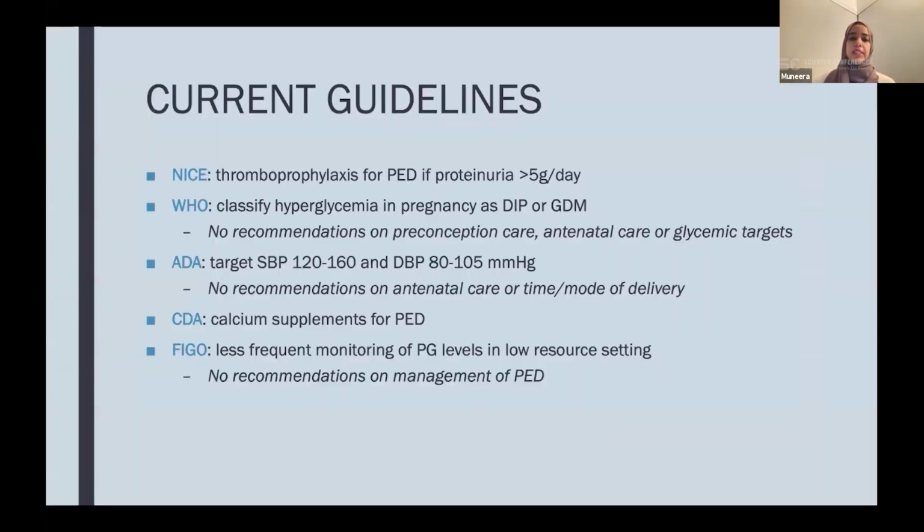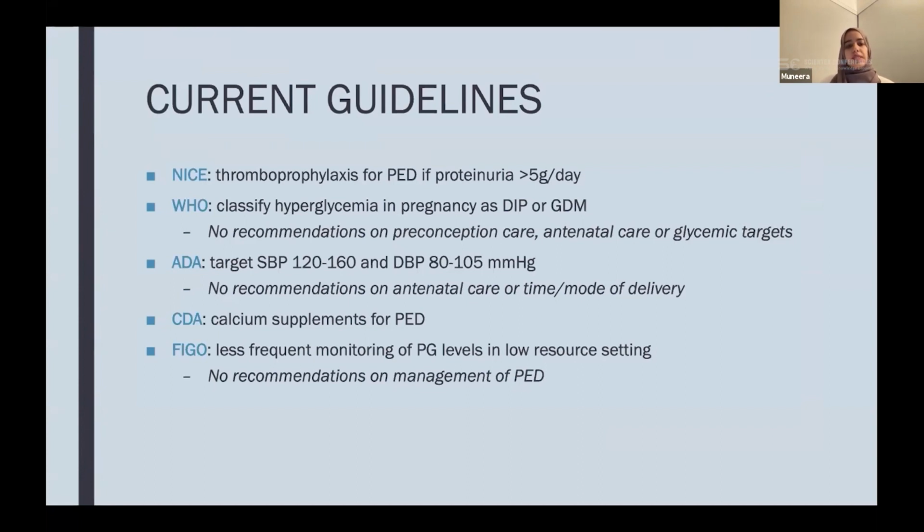Now, going to the current guidelines, NICE recommends the use of thromboprophylaxis for pre-existing diabetes in case they have proteinuria of more than 5 grams per day. WHO makes a classification for diabetes as diabetes in pregnancy or gestational diabetes mellitus because their management differs. However, they give no recommendations on preconception care, antenatal care, or glycemic targets.